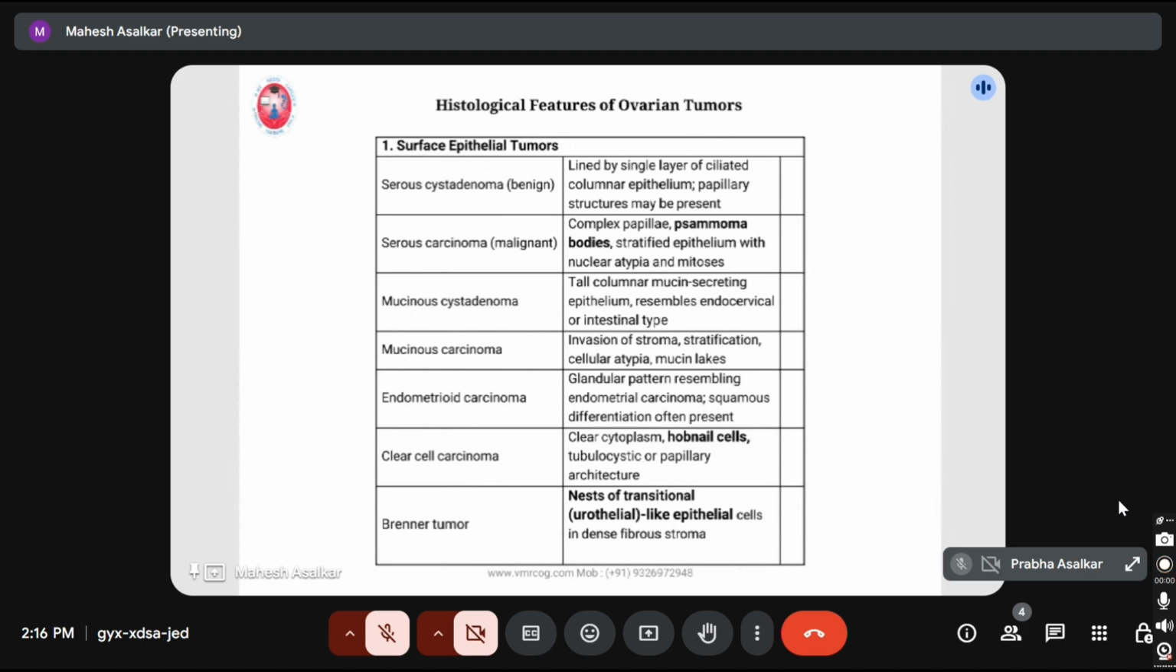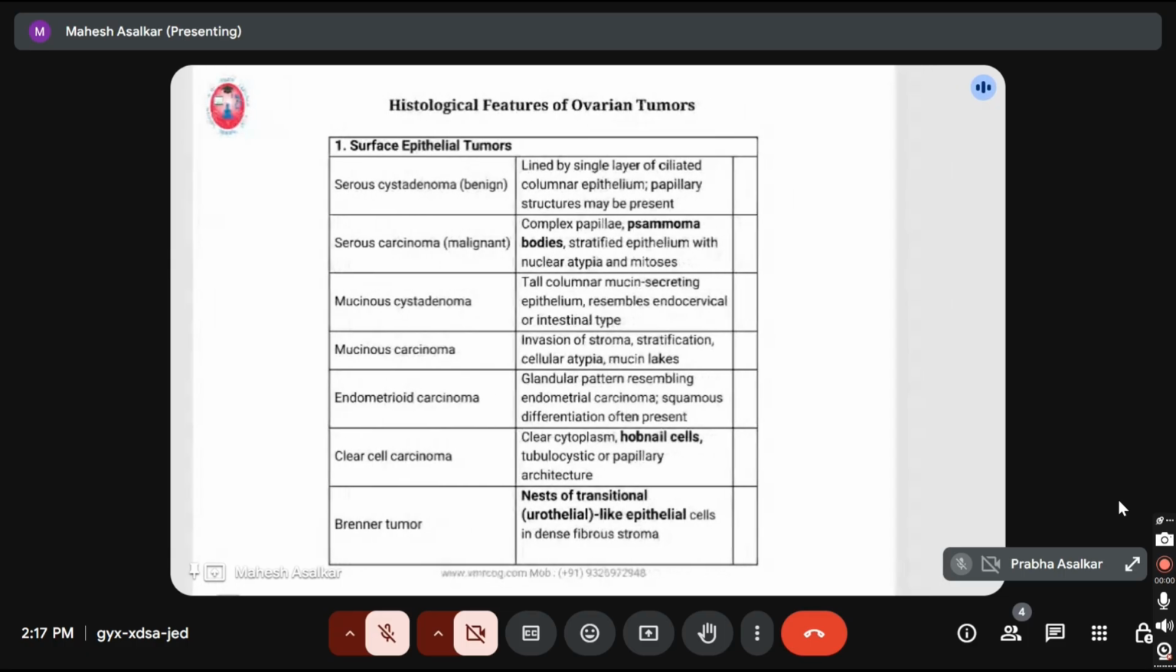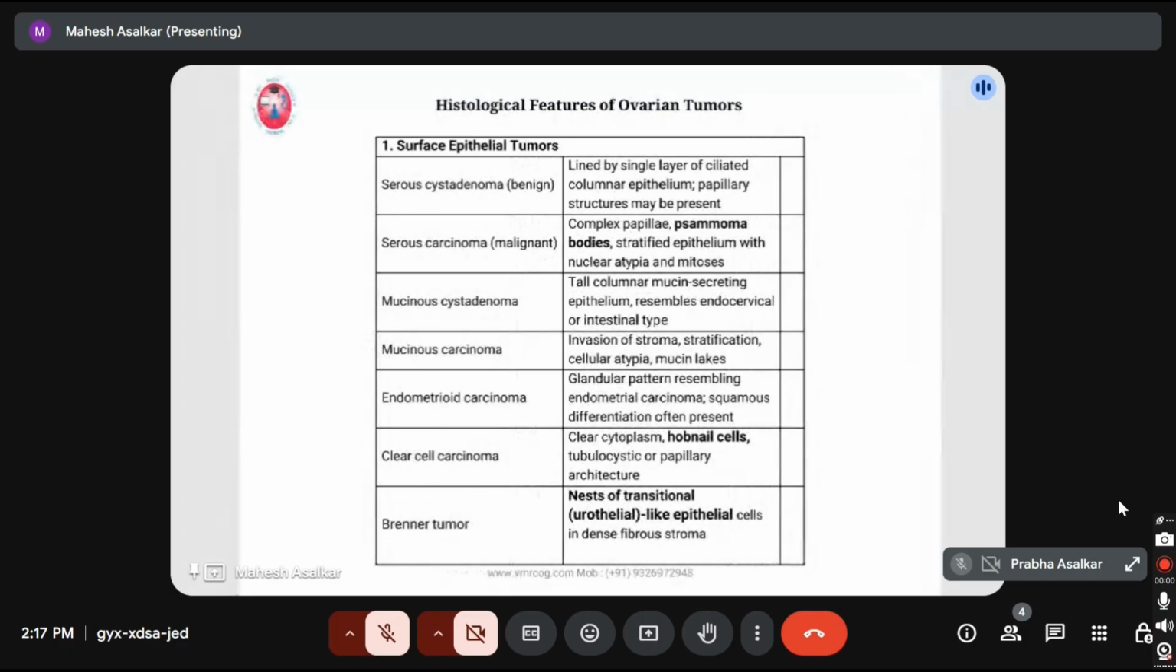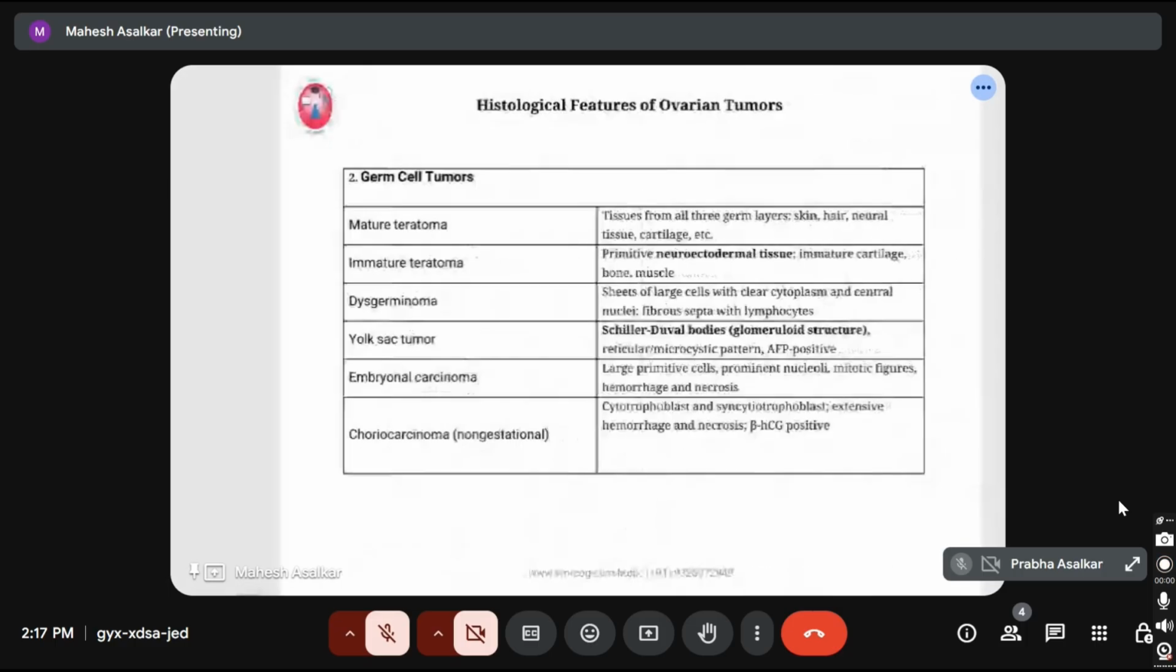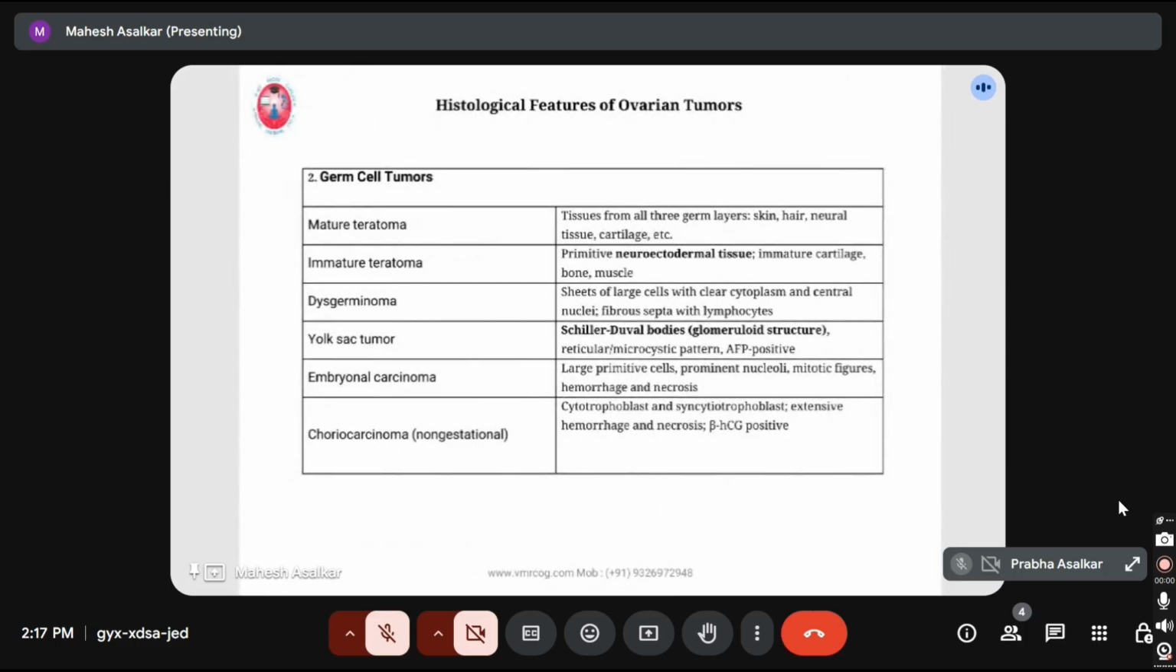Then next is a Brenner tumor, in which there will be nests of transitional or urothelial-like epithelial cells in dense fibrous stroma. So characteristic of Brenner tumor is urothelium. Transitional cell or urothelial-like epithelial cells will be present in Brenner tumor. Are you getting it? The important features of each tumor. Yes, sir. Okay.